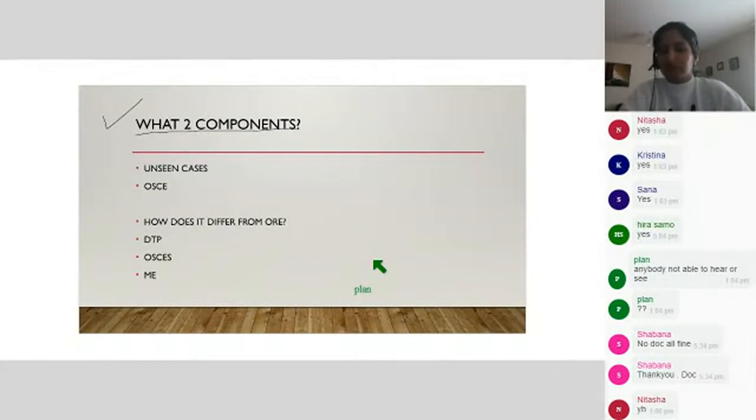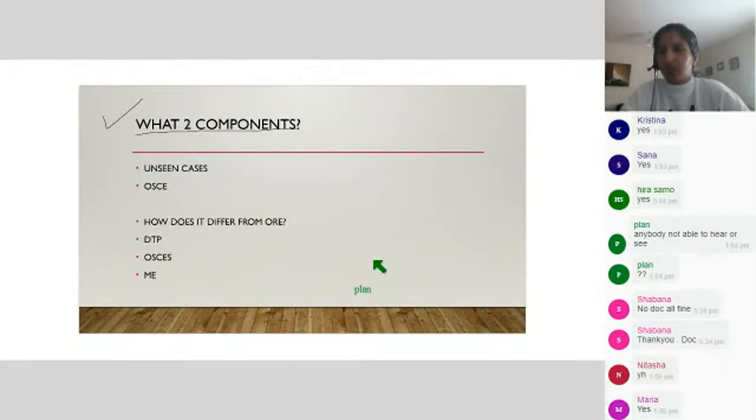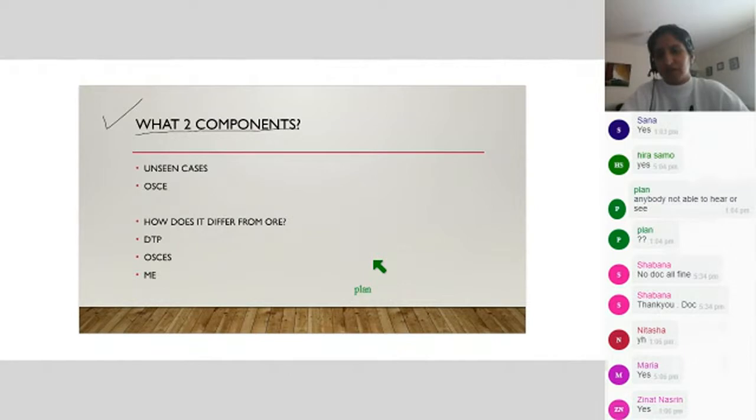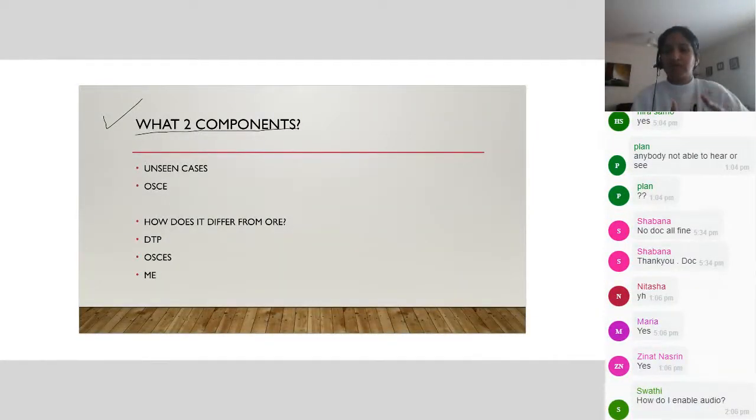Now there are two components. All of you know LDS Part 2 has two components, unseen cases and OSCEs. Okay. And I know a lot of you are friends with DTP candidates. A lot of you are doing ORE and LDS simultaneously as well. So I'll just tell you the difference with ORE in just a minute or two. I won't waste your time on that. Just so that you understand when someone is speaking about ORE and when someone is talking about LDS, you can understand the difference. Because when we receive queries on our website or on WhatsApp, students themselves are a lot confused between what they actually want.